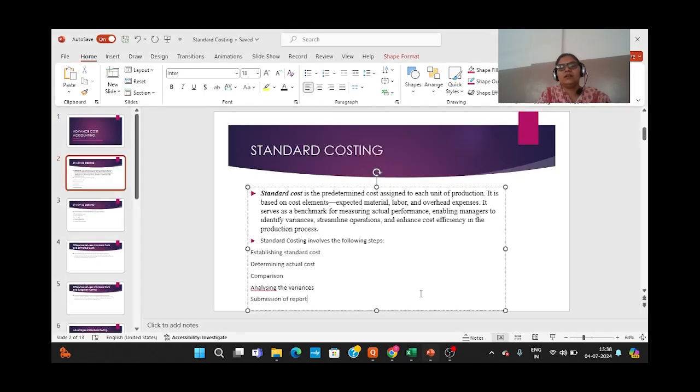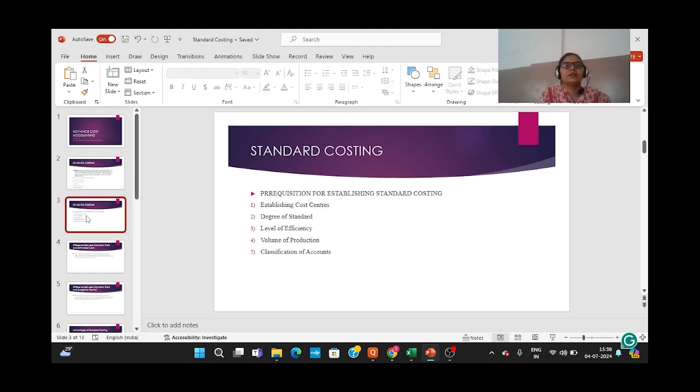Now moving on further. Prerequisites for installation of standard costing in an organization. So what are the pre-requirements when you want to establish standard costing in an organization?